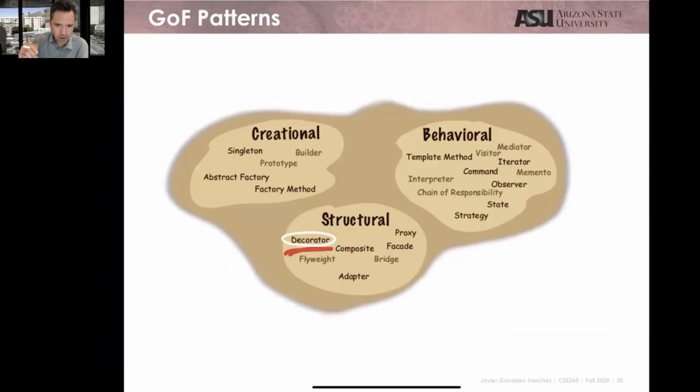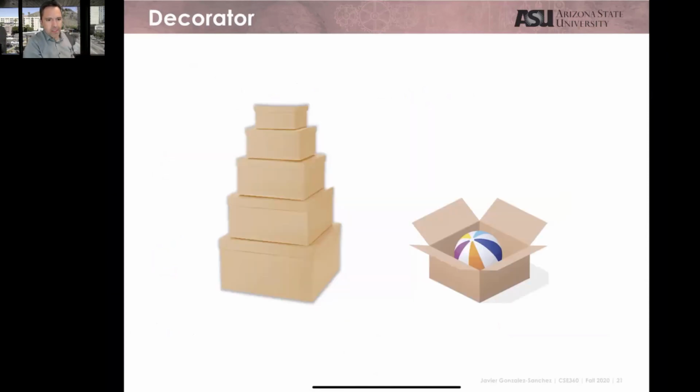Decorator in structural patterns. Decorator. You know what is the key idea? I have an object, this ball, and I want to decorate the object. Decorate is literally put the object inside of another object. Okay, put the ball inside of the box. And the question that maybe you are thinking is, can I put that box inside of another box, and that other box inside of another, and I can continue? I mean, I can continue decorating things.